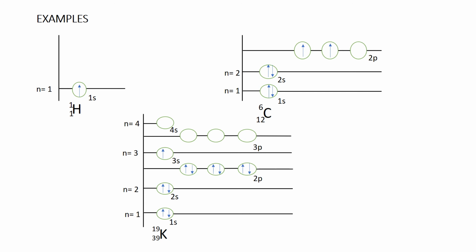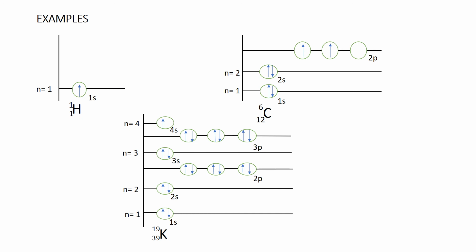Then we fill in the 3s orbital. Then again the 3p orbitals. Now we can go back and fill in the second electrons again. Then we fill in the 4s orbital.